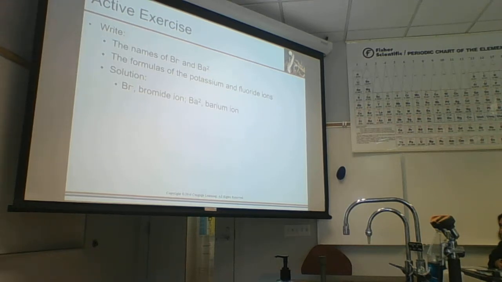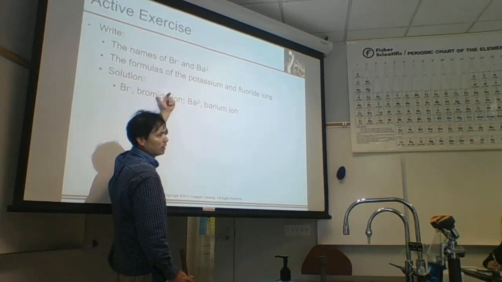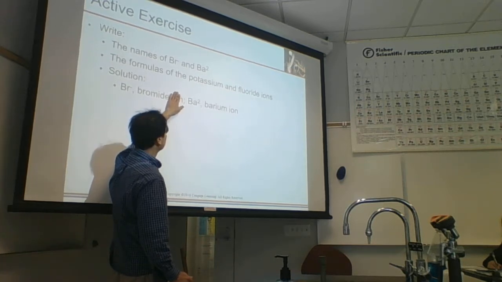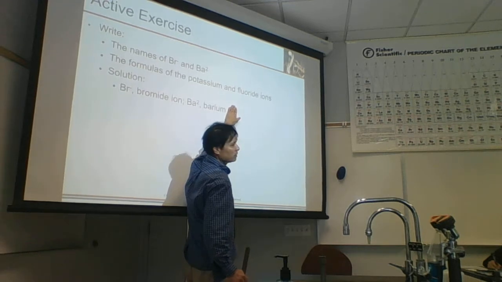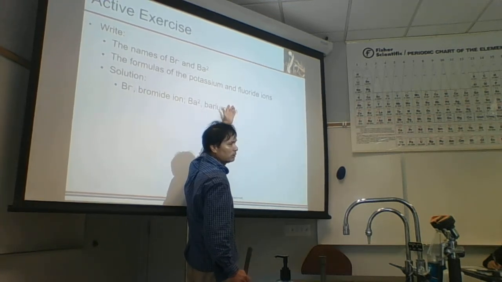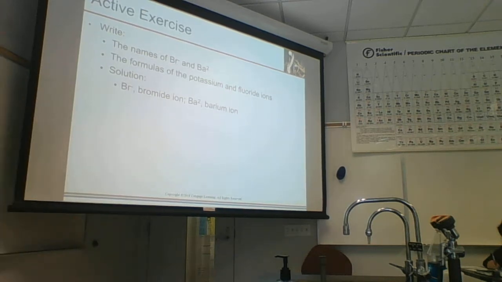Bromide, you don't really need this word, and so oftentimes we'll just leave this off, because if you see bromide, it's got to be an ion. So you don't need ion here. But for barium, we do need ion, because if you left off ion, then we don't know if you're talking about metallic barium or just the cation.